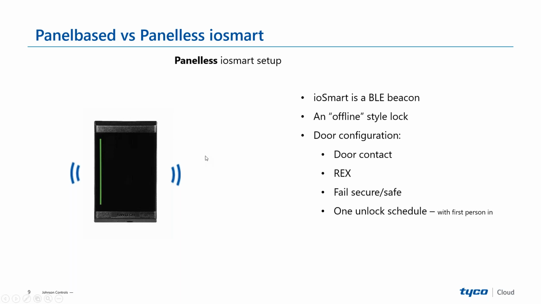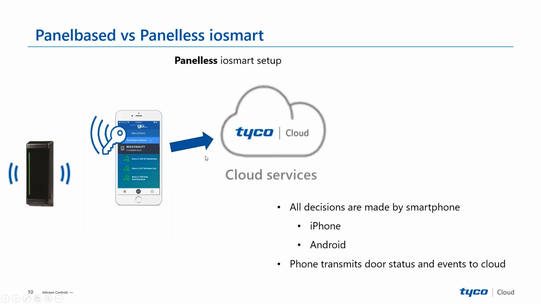So if I have a door contact and Rex, I can configure it to fail secure or fail safe, and I can put a schedule with the first person in. All that is stored on the actual phone. So here, as you can see, the phone connects to the cloud and grabs the configuration required. And the first time I get close to the appropriate reader, because we know which reader we have to go to, we actually send down the programming that it has.